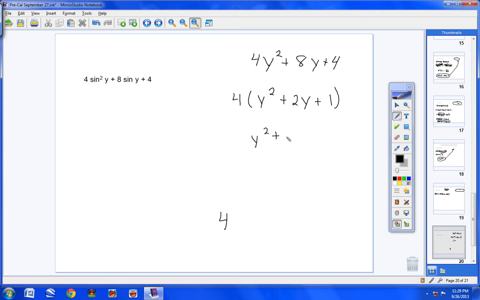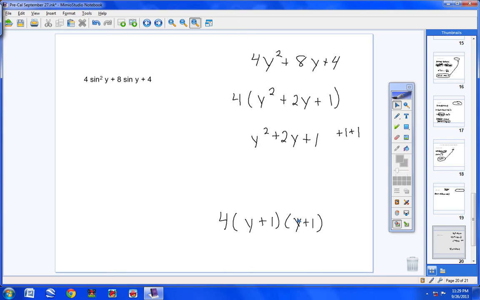We say to ourselves, what two numbers when multiplied together give me this number, but when added together give me this number? Well, that's not too hard to figure out. How about a positive 1 and a positive 1? I mean, 1 times 1 is 1, and 1 plus 1 is 2. So for the factorization, I'm going to have y plus 1, y plus 1. And then don't forget you should have a 4 on the outside. So we're going to grab this and drag it down here. And there we go. We factored it.